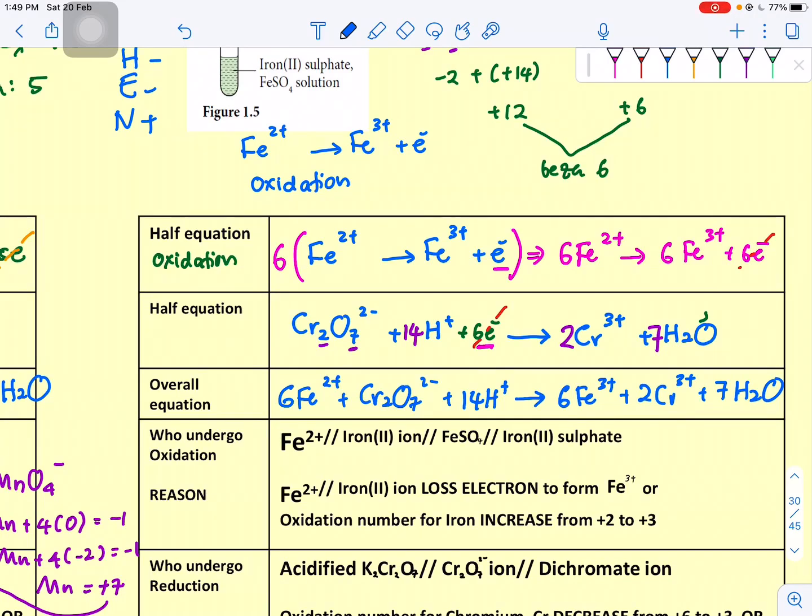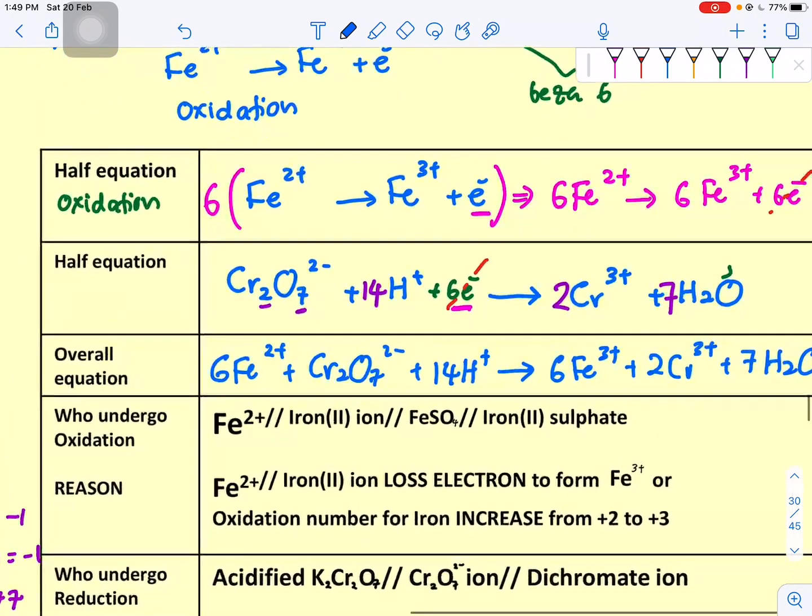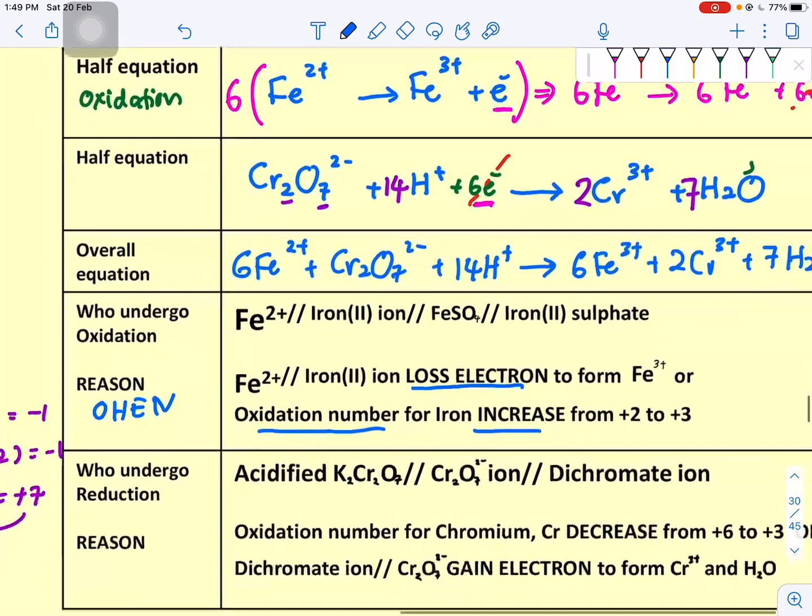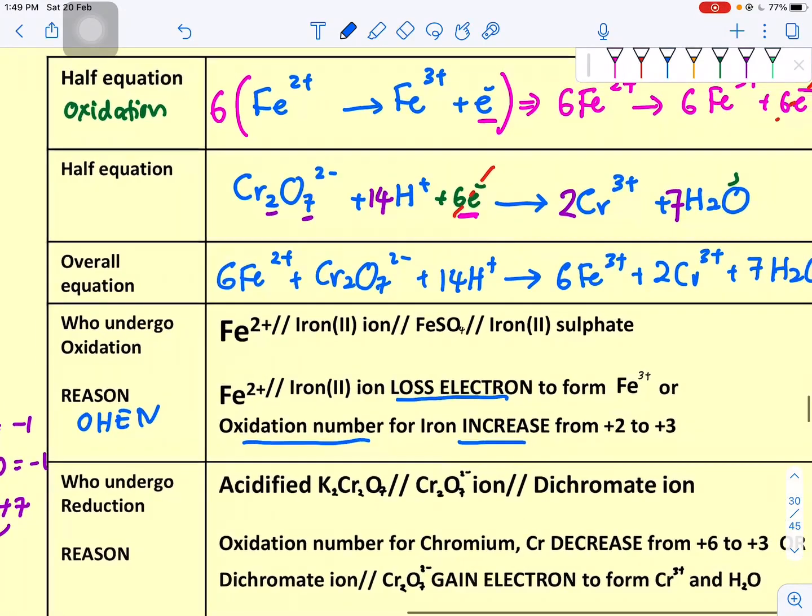Okay. So who undergo oxidation? Iron 2 ion, iron 2 sulfate. Berdasarkan half equation just now. Reason, still pakai reason OHN. Because of oxidation number increase from positive 2 to positive 3, or because it lost electron. Okay. And then who undergo reduction is acidified, ni compulsory tulis ni, wajib. Okay, K2Cr2O7 or it is dichromate ion.